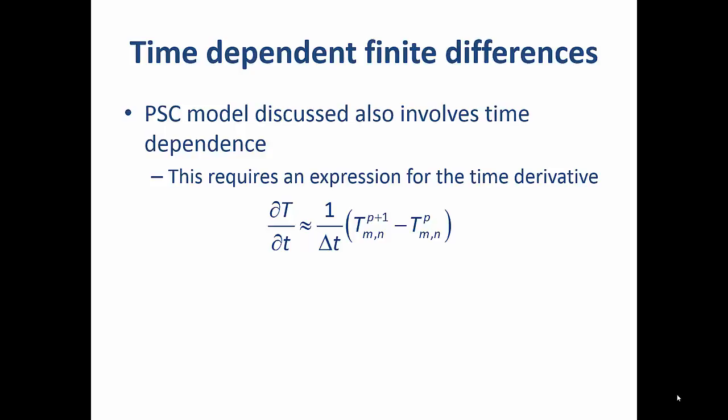Many real problems involve time dependence, and obviously the plane strain compression model that I started this session with involved time dependence. To incorporate this, we need a discretized expression for the time derivative, and I show that here as partial dT by dt is approximately equal to 1 over delta t, the time interval, multiplying the temperature of the node mn at time interval p plus 1 minus the temperature of the same node at time interval p, where the time between these two time intervals is simply delta t.